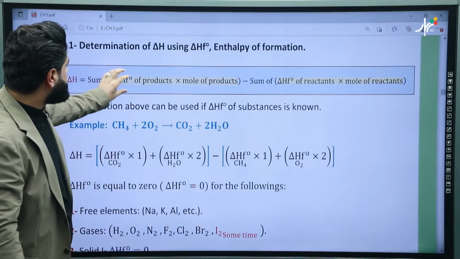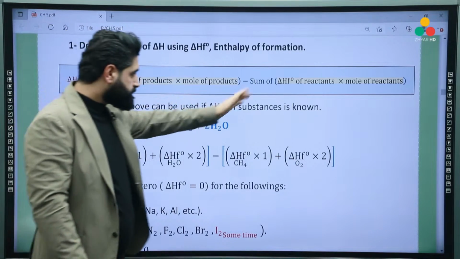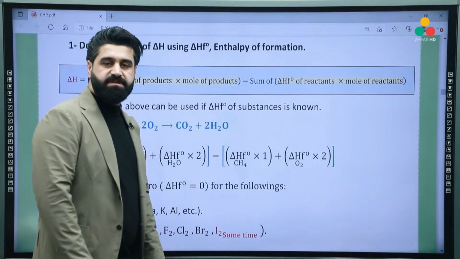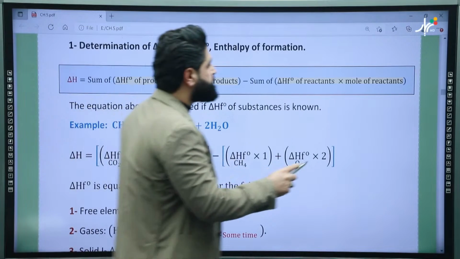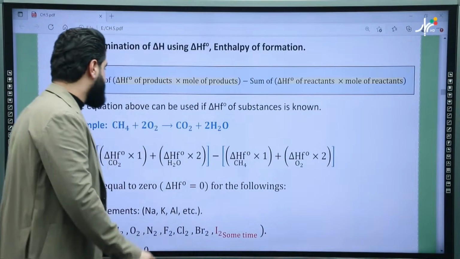Look, sum of delta HF of products times number of moles minus sum of delta HF of reactants times number of the moles. Well, I'll do it in my way, I'll do it by myself like Thanos said.